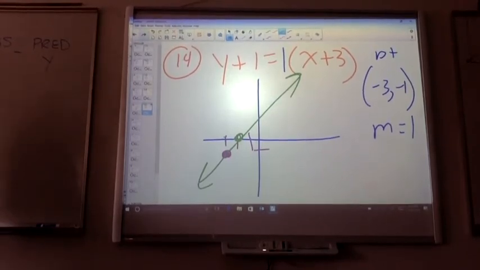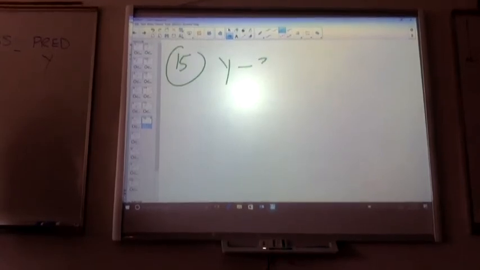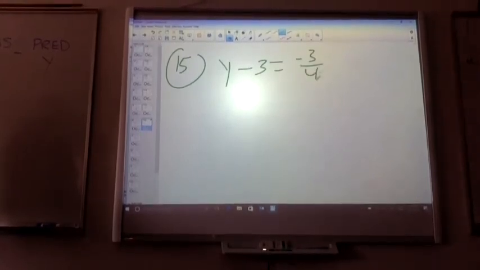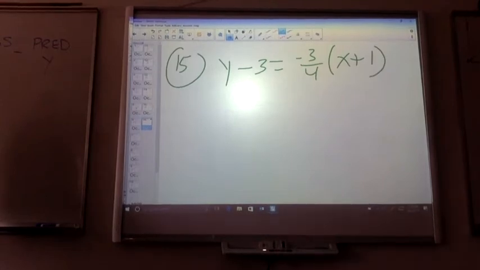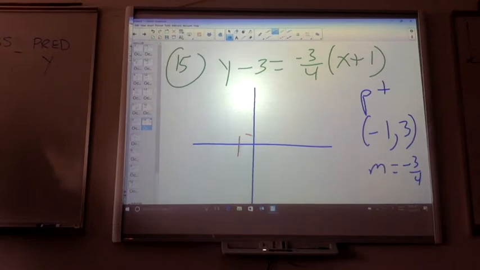Number 15, last one. Y minus 3 equals negative 3 over 4, x plus 1. What's my point? Negative 1, 3. Slope? Negative 3/4. So down 3, 1, 2, 3, and right 4. 1, 2, 3, and 4. That's it.